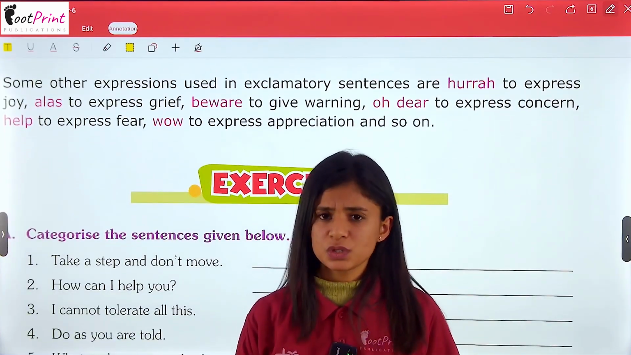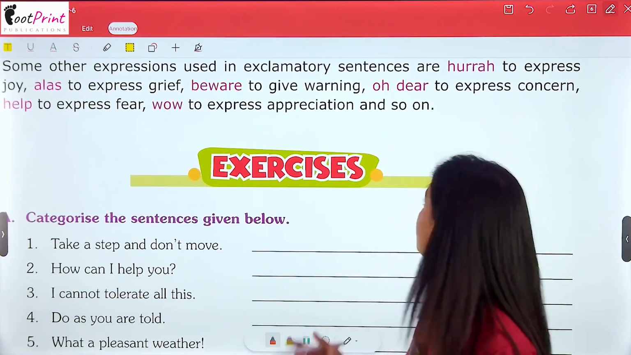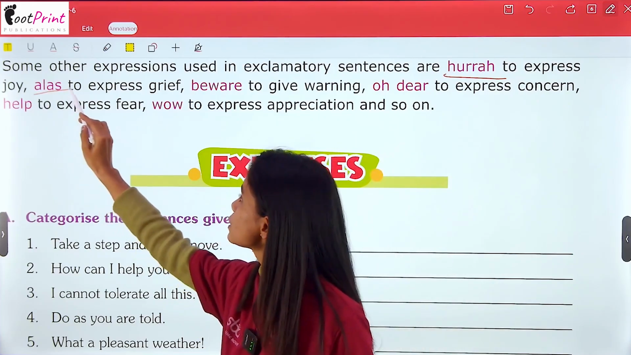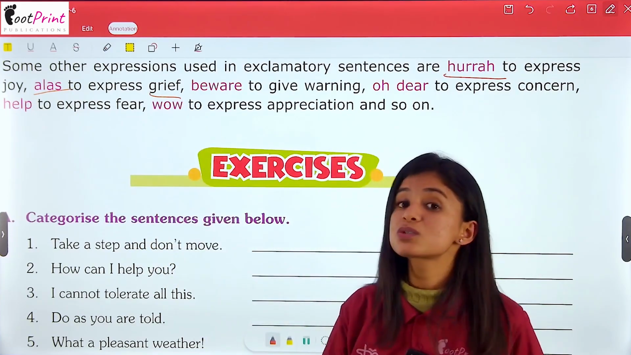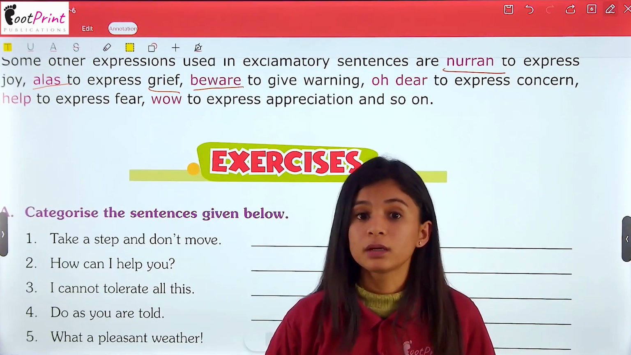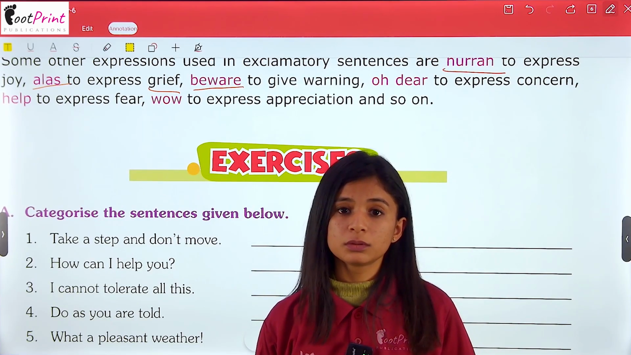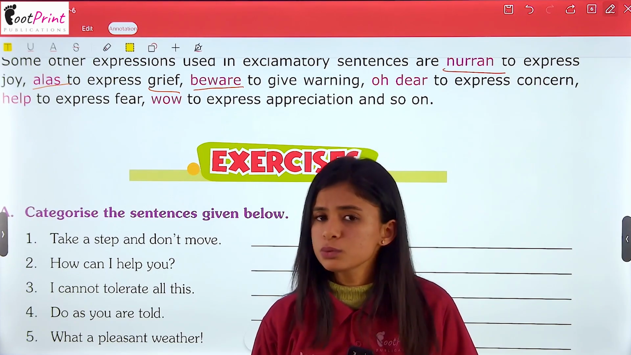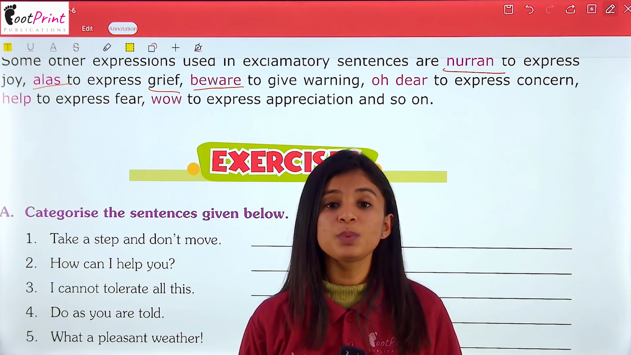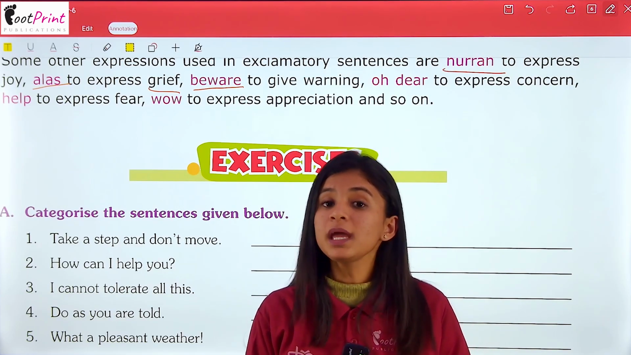There are some more expressions that are used in exclamatory sentences. For example, hurrah to express joy, alas to express grief, to express sorrow, beware to express warning. Like there are a lot of warning signs written on the boards of some houses or some places that say beware of the dog. So they are warning you to beware, to take care that there is a dog inside and it may harm you.